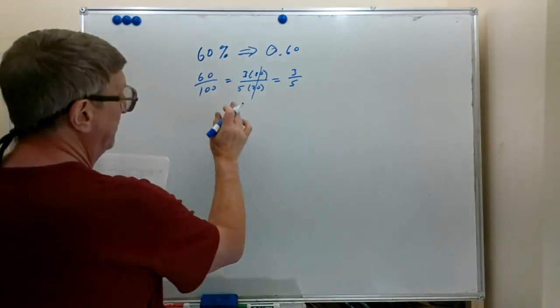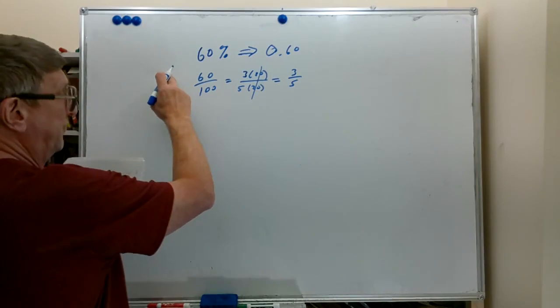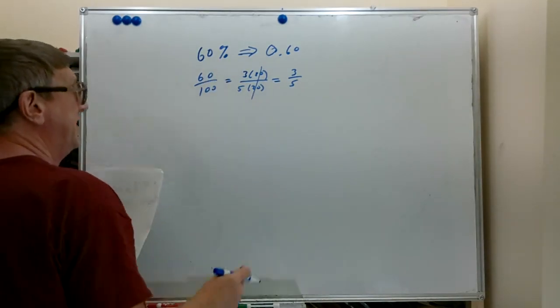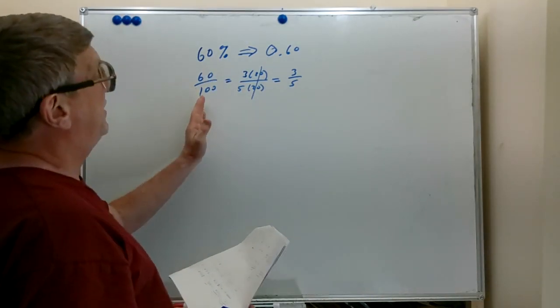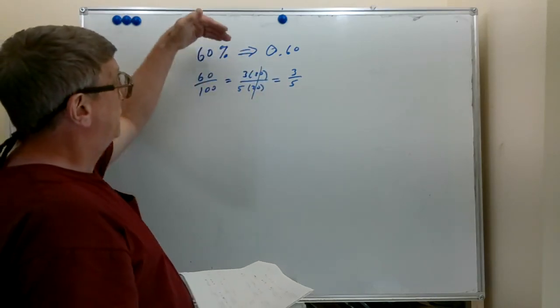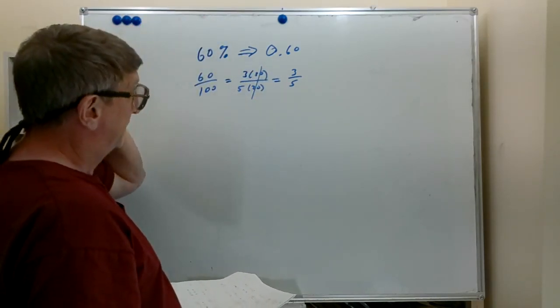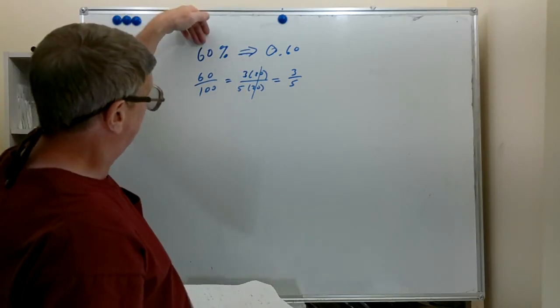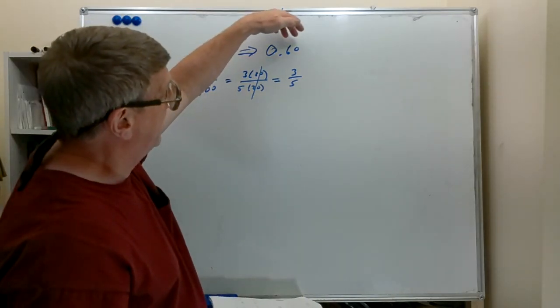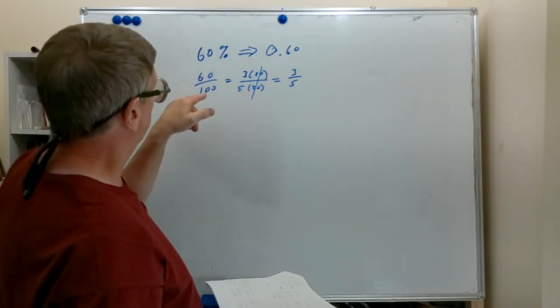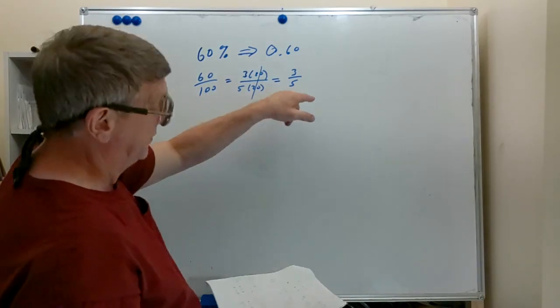Now, these are all equivalent fractions because the ratio of the numerator to the denominator remains unchanged. Each of these fractions is equal to 60%. Here's the percent we started with. Here is the decimal version. Here's the fraction. Here's the reduced fraction.